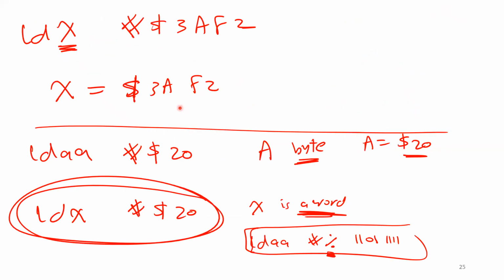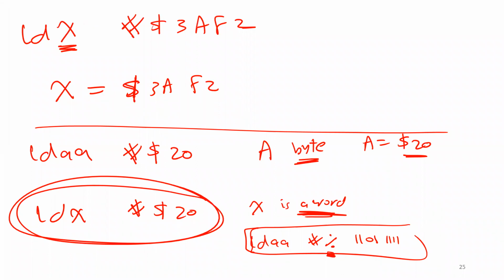Okay. One more thing here, guys. Here is another instruction, load X: load register X with this number. Is that okay? After you execute this instruction, this number, which is a word, is going to be stored in register X. Is that okay?